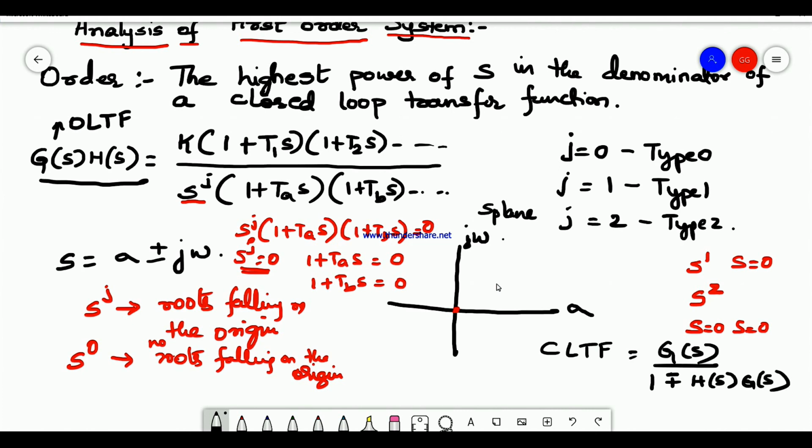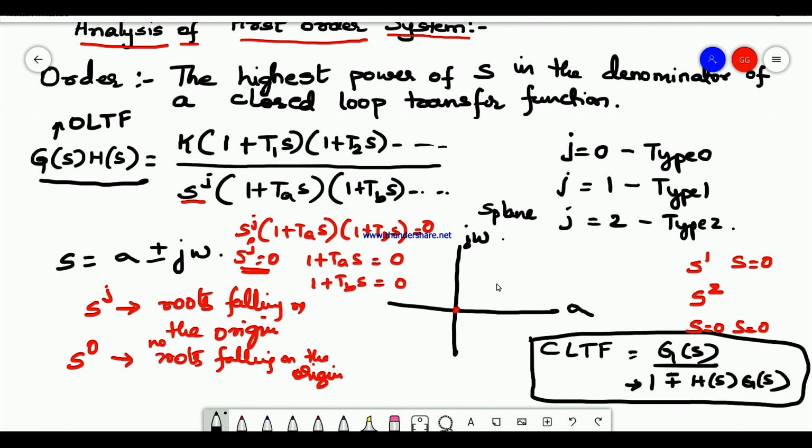Closed loop transfer function, we have derived this in the feedback loop in block diagram reduction techniques. So that is what the closed loop transfer function is all about. This is the equation. Therefore, for a closed loop transfer function, the denominator would be 1 minus or plus H of s into G of s, depending on whether it is a negative feedback or a positive feedback. It is minus if it is positive feedback, plus if it is negative feedback.